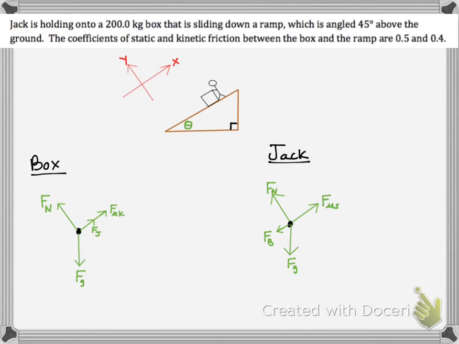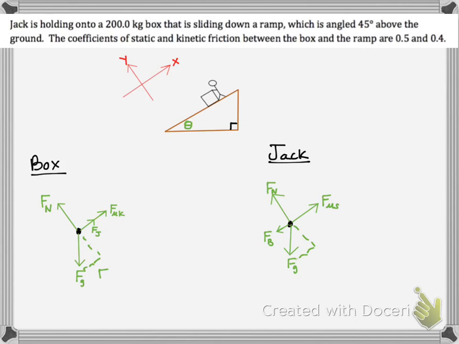If you take a look at this, since we defined our coordinate system, we have a vertical component and a horizontal component to gravity. Here, this is a vector. Same thing here, we've got a vertical component and a horizontal component.